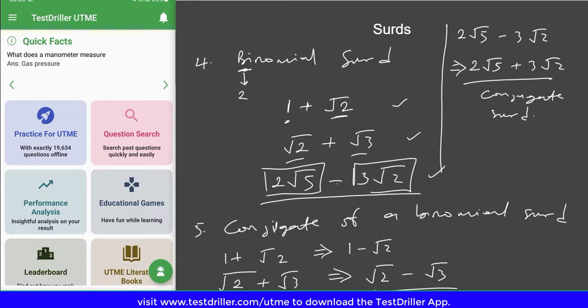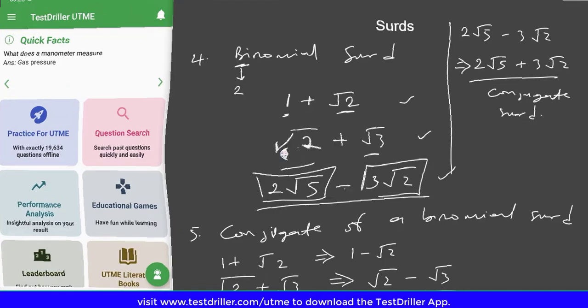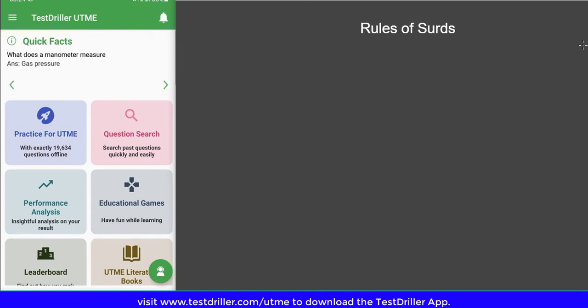Now we've highlighted all the types of surd. Now we'll look into the various rules of surd. Let's look at the rules of surd. The first rule is concerned with the addition or subtraction of surds.